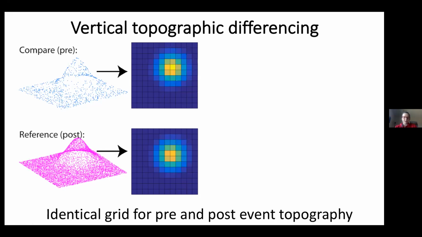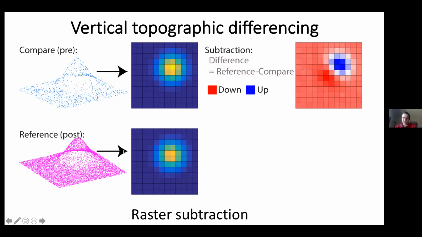So an early step in the topographic differencing is to grid both the pre and post data sets to the same grid. So they need to have the same bounding box and the same resolution. Next step is to perform a raster difference or subtraction. So we take the reference and then subtract the compare. The result could look like this. We see blue shows upward motion of the ground surface, and red shows downward motion.